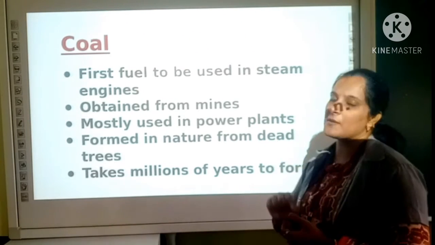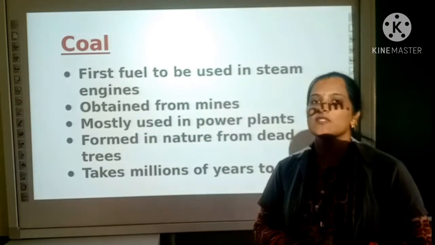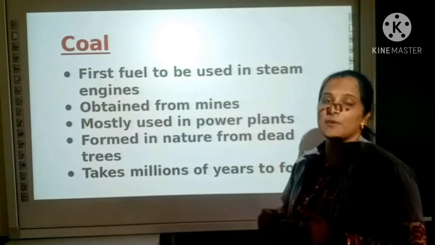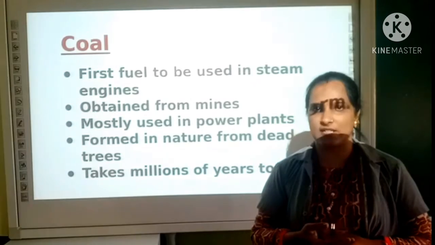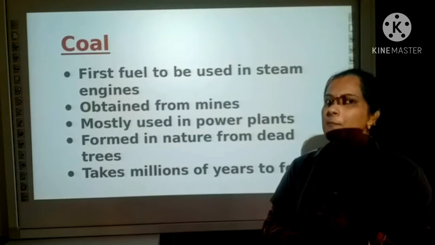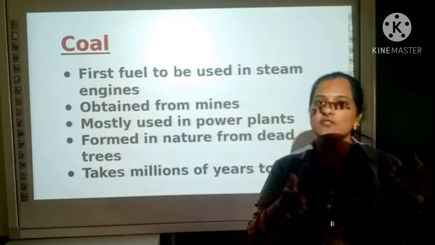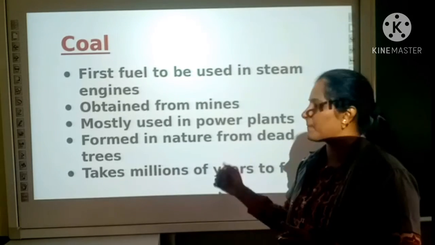Mostly used in power plants. कौन से प्लांट होता है पावर प्लांट? These plants are the machineries. Big machineries are called as the plants. Factories में जो machines use होते हैं बड़े-बड़े, उन्हें हम कहते हैं plant. तो power plant means the plants that machinery is using the power of steam engine.